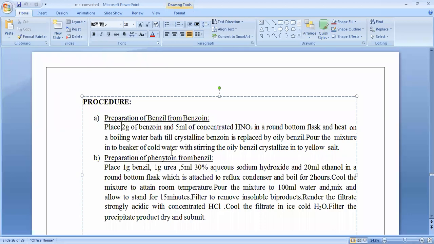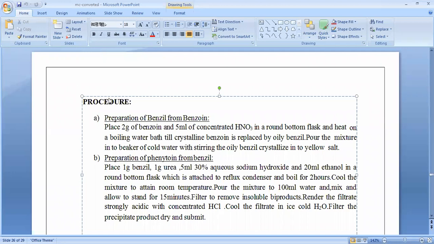When the benzoin molecule reacts with the nitric acid, it gives the benzil molecule, which replaces the oily benzoin. This reaction mixture, which has oily droplets or crystals, is poured into a beaker containing cold water with stirring until the oily benzil crystallizes out as a yellow solid. So this oily benzil will be converted into the yellow solid compound.